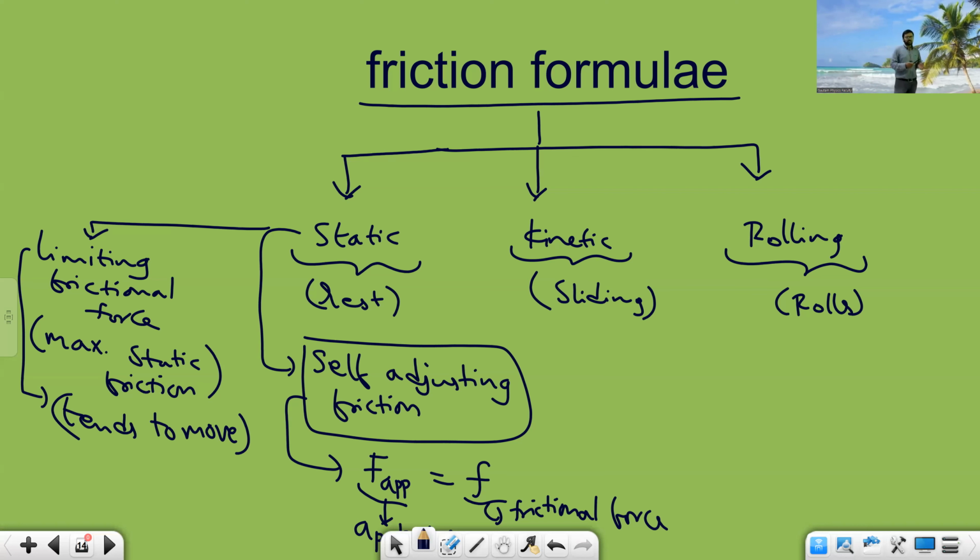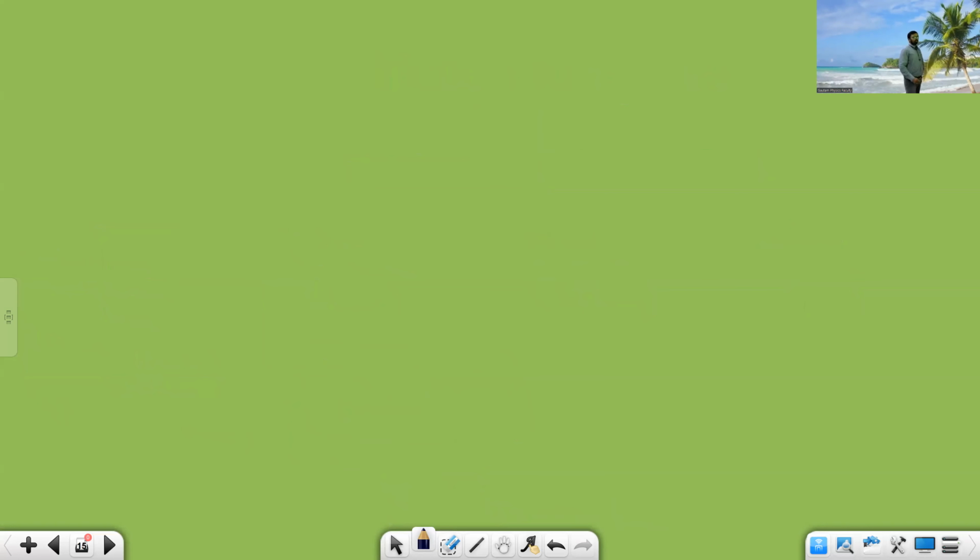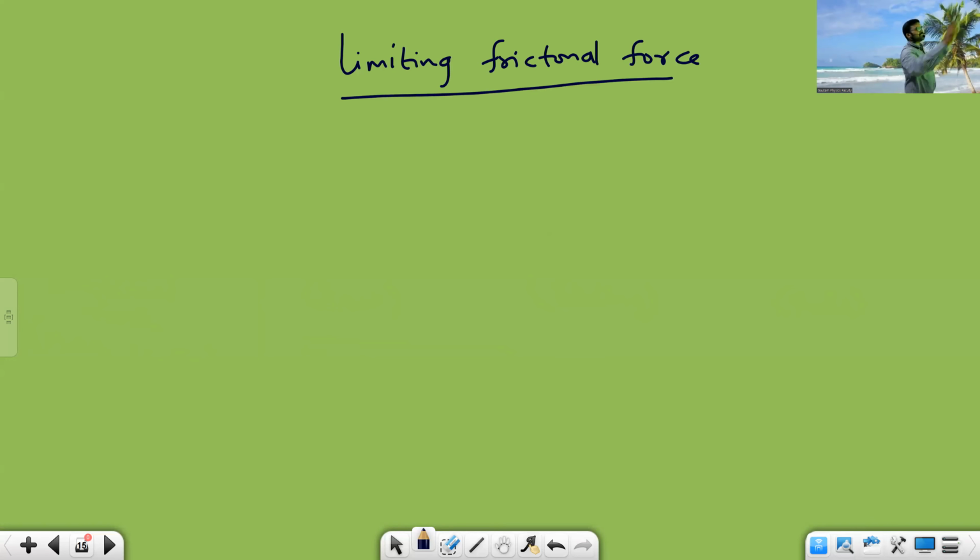And kinetic means sliding. Here, kinetic frictional force and rolling frictional force, I have given some information. Let us see about limiting frictional force now. As this is a crash course, I am giving only the formula to you, beta. I'm not discussing in detail, just giving only the formula. Go ahead with this one first.